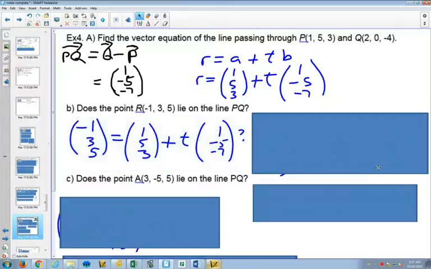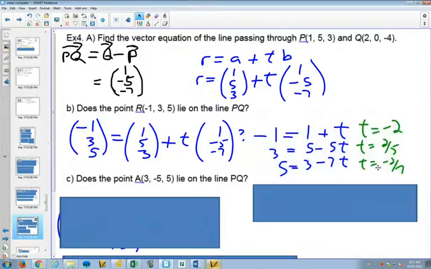Well, if it does lie on that line, then there would have to exist some value t that you could go in that direction vector and get to that point. So if we look at each of our parametric equations, and this is where our parametric equations become very helpful, if we look at the x-coordinate, the y-coordinate, and the z-coordinate, in each of those we could solve for t. And here we get t is equal to negative 2, t is equal to 2/5, and t is equal to negative 2/7. In order for that point to be on the line, it would have to get there at the same time.